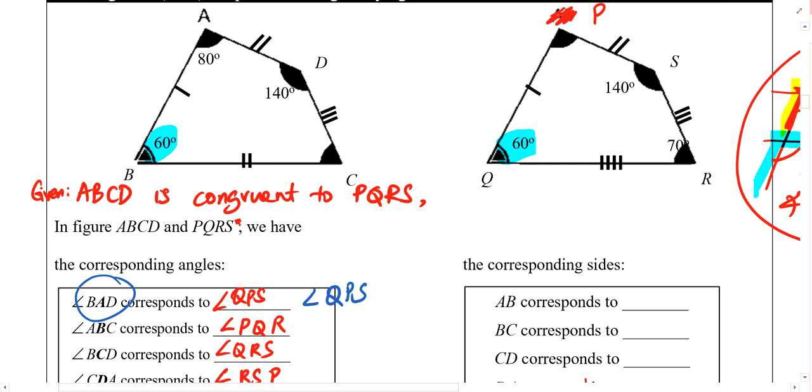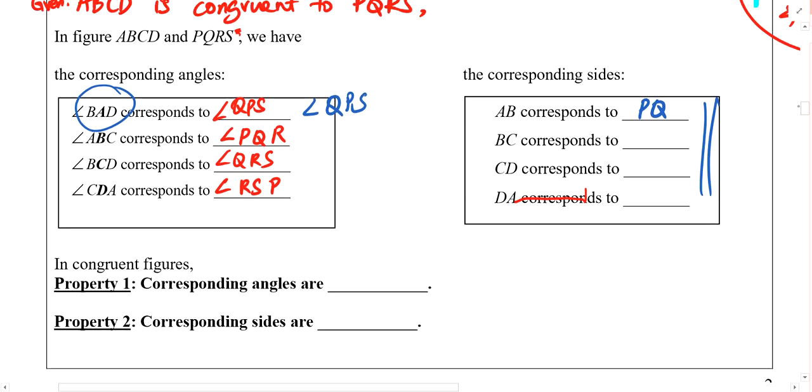Okay, let's start with the first one. AB over here corresponds to, can I have an answer from the class? PQ. Should I say QP? No. Okay, so actually we also can do the same thing to fill everything up without looking at the diagram. Let's try and fill everything up.